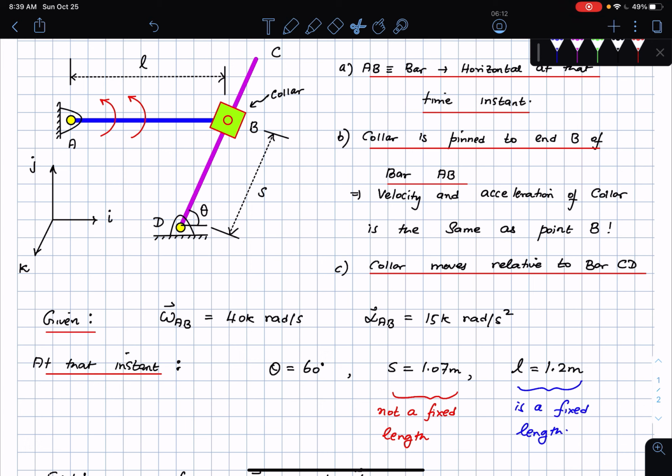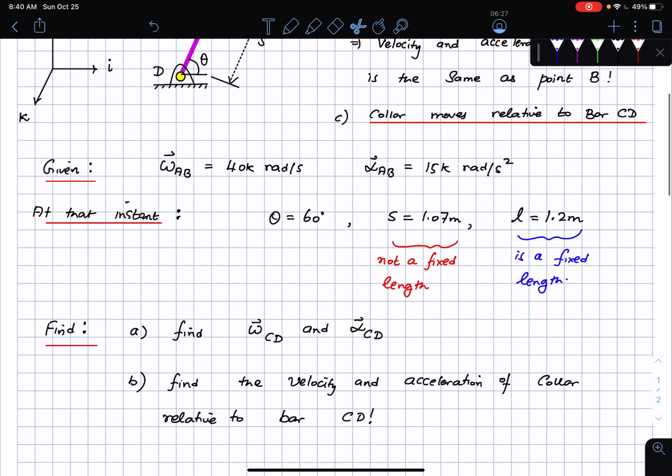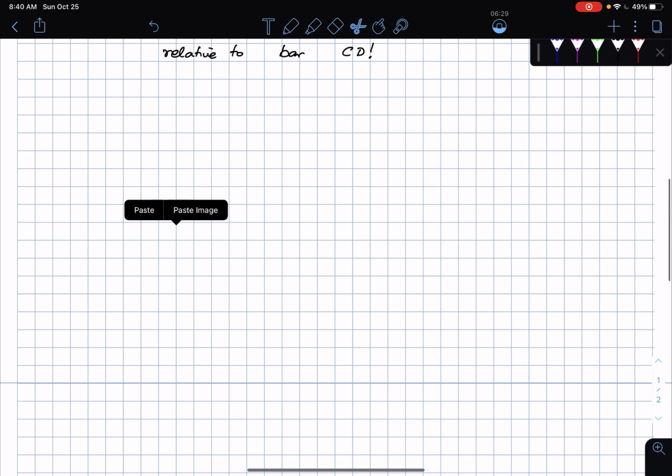Okay, and I need to find the angular acceleration of CD and the angular velocity of CD. So let me grab my picture here and take this down to the next page. All right, so I'm going to copy that and let's tackle this down here.